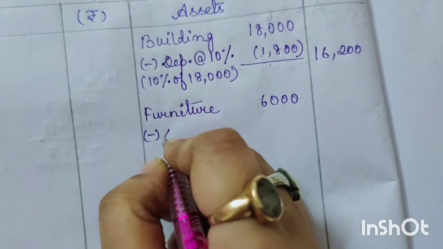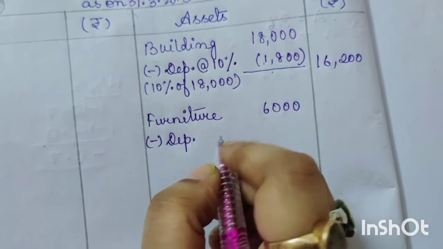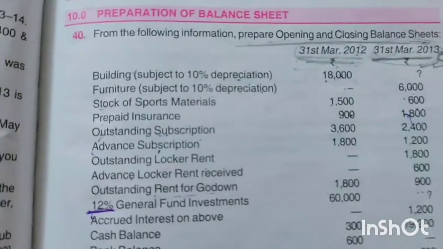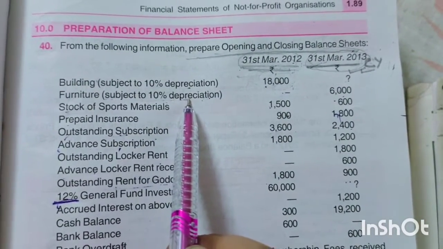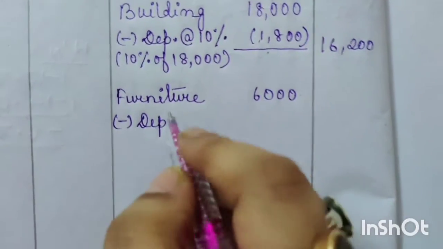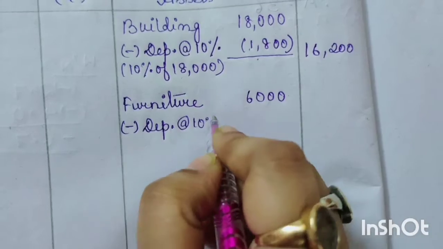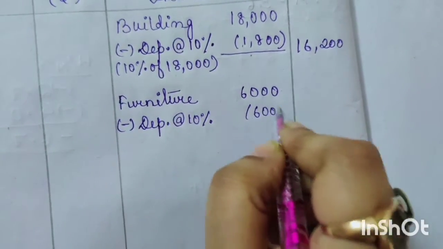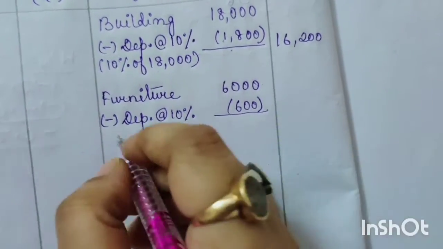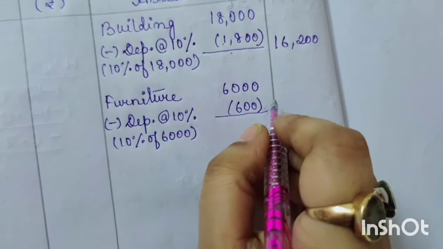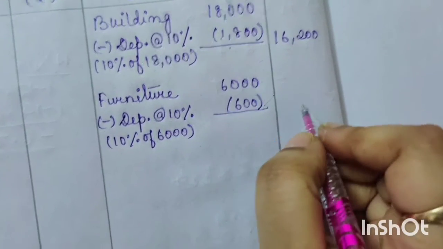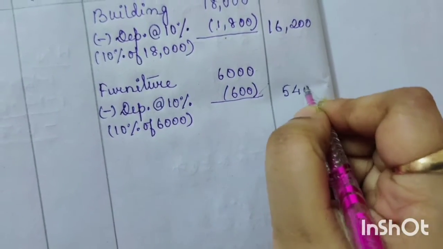less again depreciation. Since it is very clearly given, it is subject to 10% depreciation. That means we have to charge depreciation. So here we will write, we have already written 6,000 less depreciation at the rate of 10%. That means 600, meaning 10% of 6,000 is 600. Now 6,000 minus 600 is 5,400.